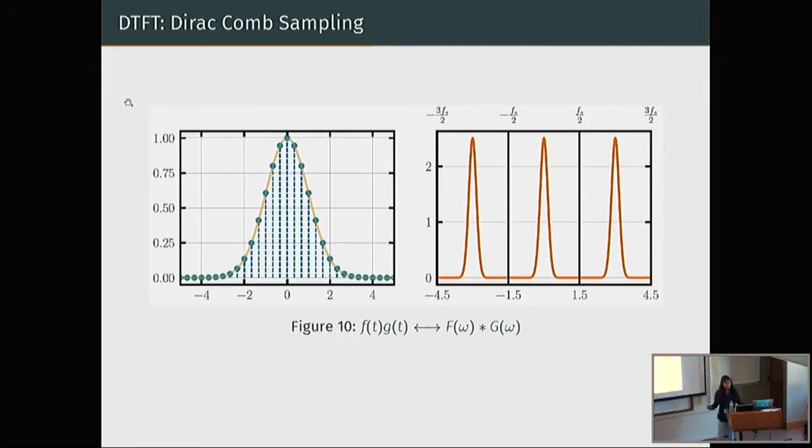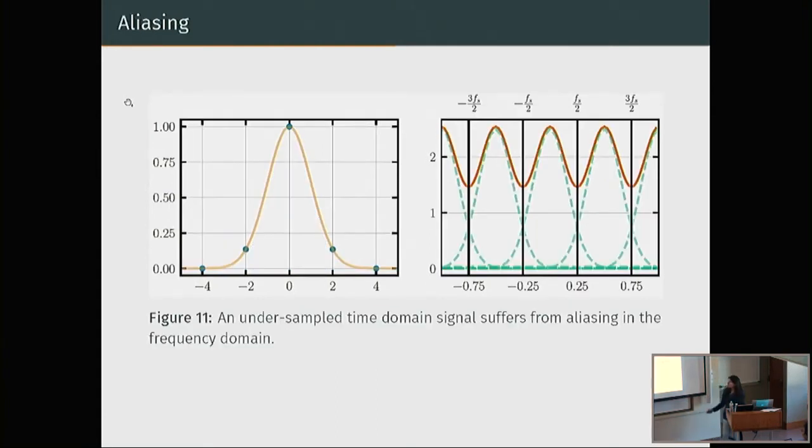To the point where if I don't Nyquist sample it and undersample it, my Gaussians are squished together and I lose information. And this problem is called aliasing. And this is what will happen if you undersample your signal.